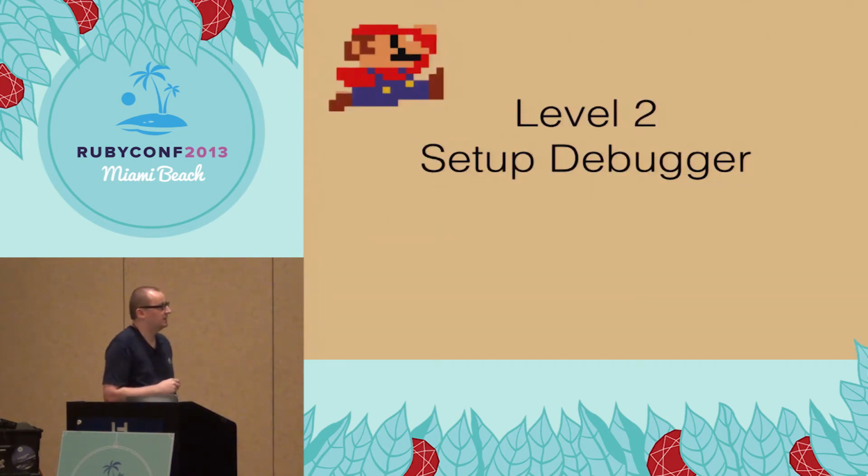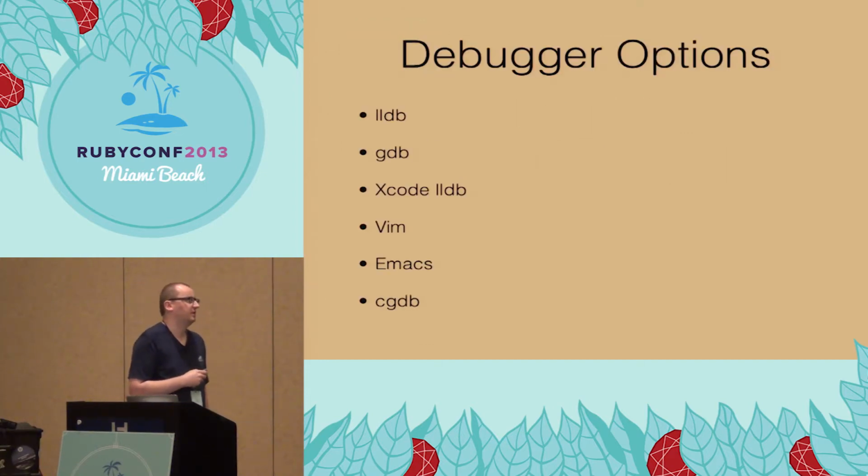The next step is, because we're going to do a lot of C coding, it's always very useful to have a debugger set up. So there are multiple options that you can use. If you're on Mac, you can use LLDB. If you're on Linux, you can use GDB. And if you prefer GUIs, you can use Xcode. And of course, Vim and Emacs are also supported.